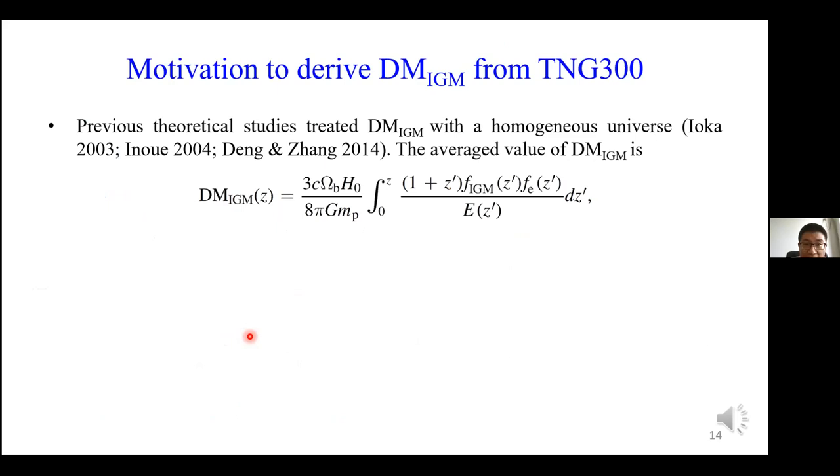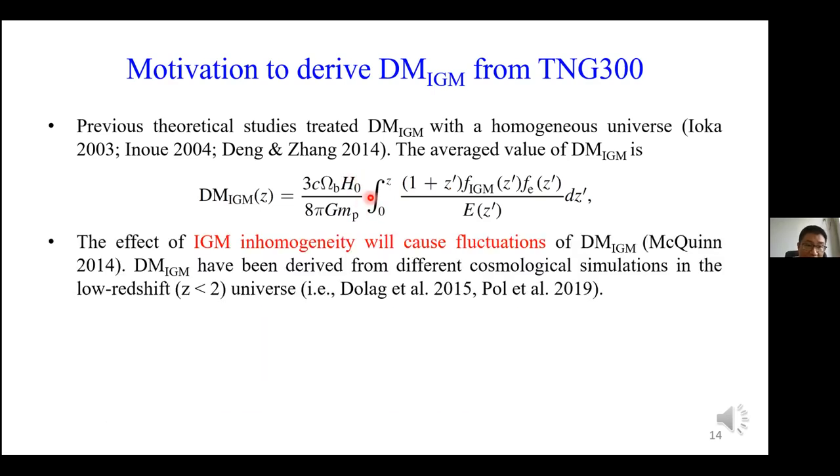Below, we discuss the DM-IGM from the TNG300 simulation. Previous theoretical studies treated the DM-IGM as in a homogeneous universe. The average value of DM-IGM is shown in this equation. However, the effect of IGM inhomogeneity will cause fluctuations of DM-IGM. They have been derived from different cosmological simulations at low redshift.